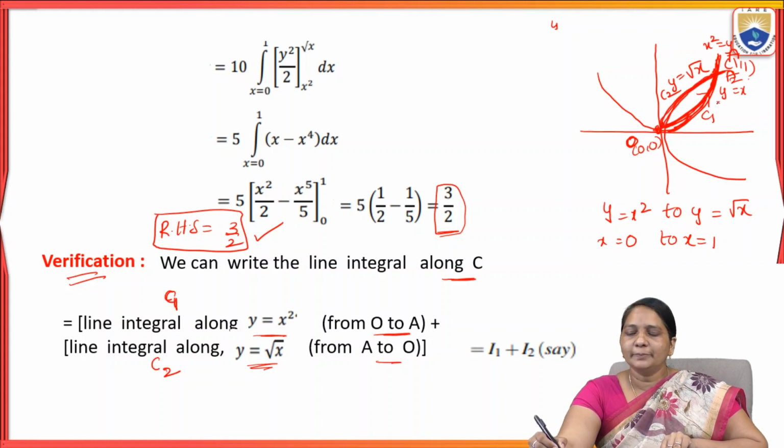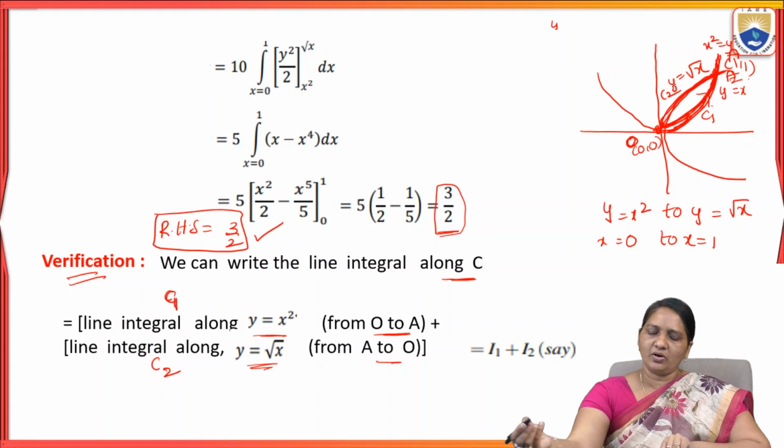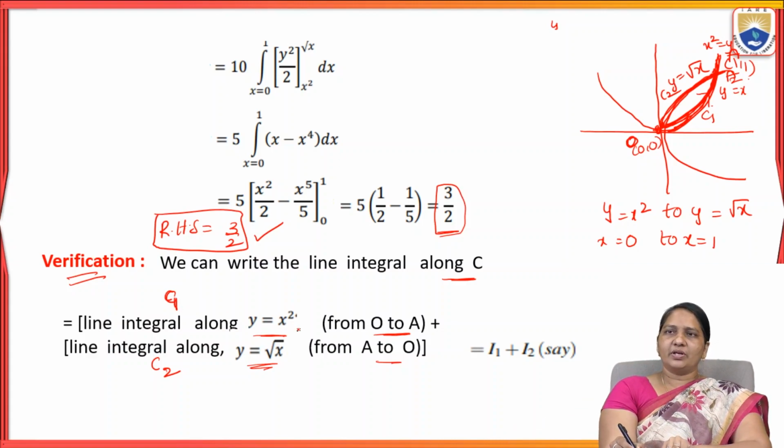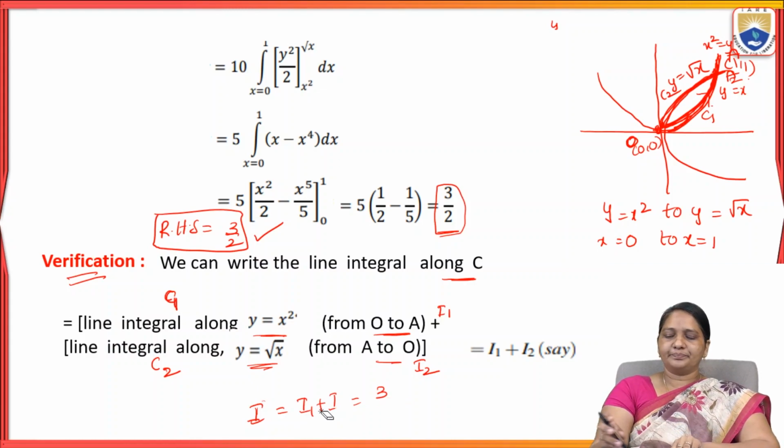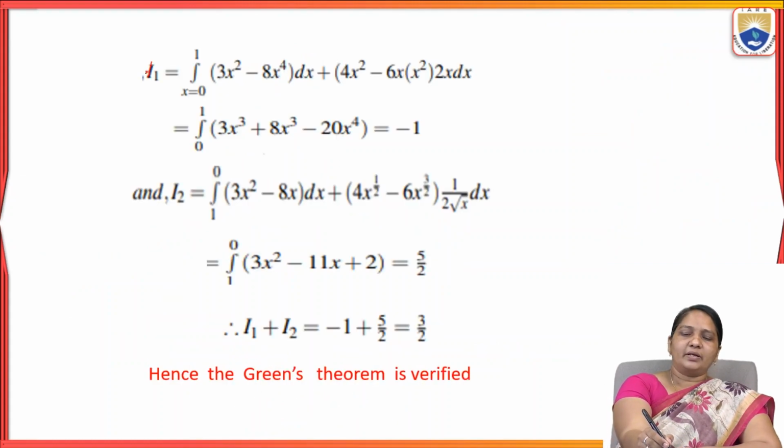So this is the value. So along C1 and along C2 here. So along C1 y equal to x square, along C2 y equal to root x. Now that means I am taking this value as I1 and this value is I2. So finally I can calculate I equal to I1 plus I2. That value should be equal to 3 by 2. Then we can verify this there. So now first I am calculating I1.